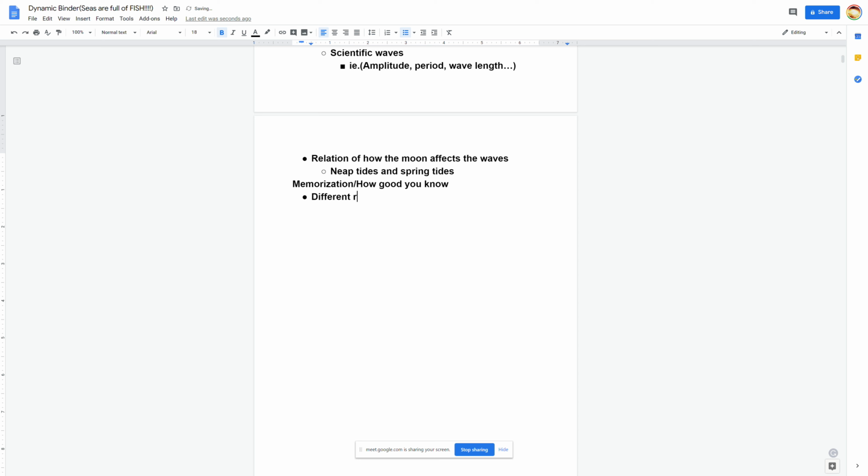Different types of reefs. Different types of barriers. I forgot what they're called, but different types of barriers. Circulation. Circulation is an issue. Circulation, El Nino. There's quite a bit when I'm thinking about it. Different water bodies.